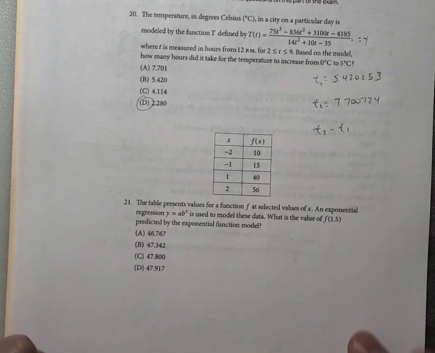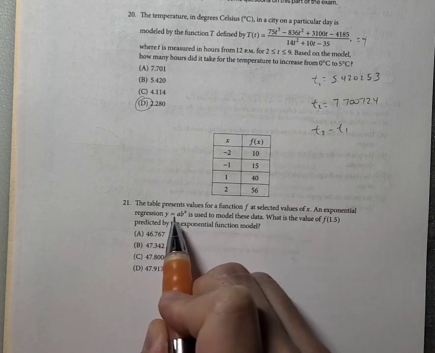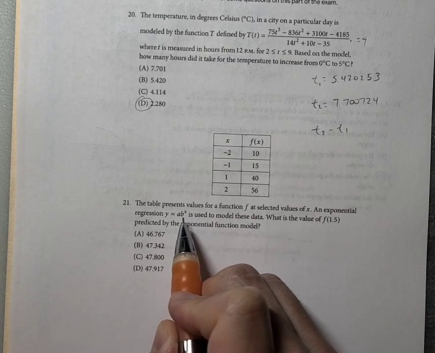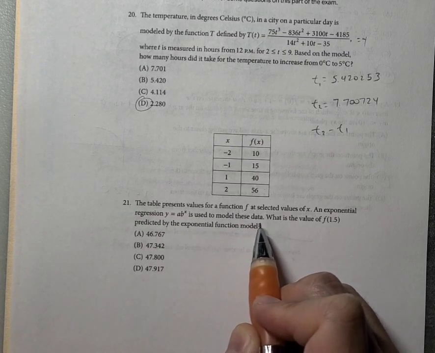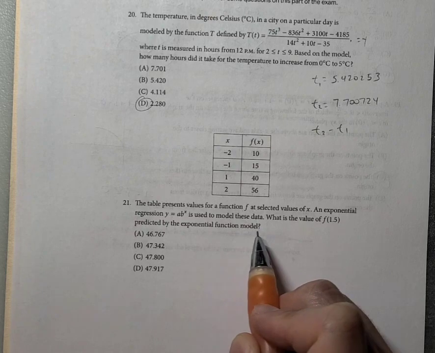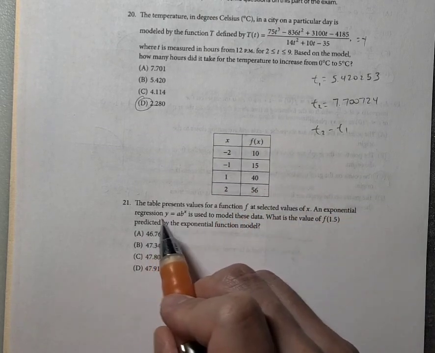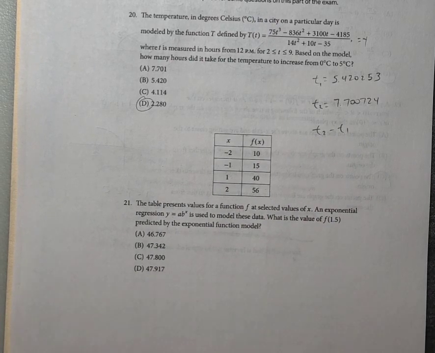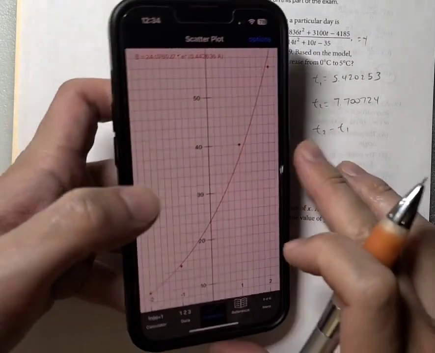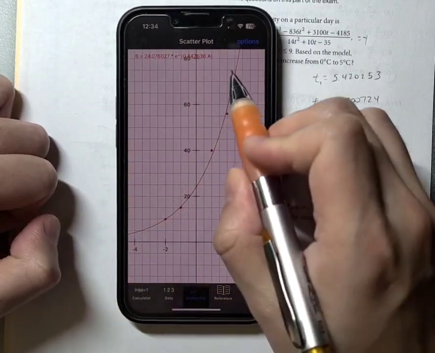Okay. A table presents values for a function f at selected values of x. An exponential regression y is a times b to the x is used to model these data. What is the value of f of 1.5 predicted by the exponential function model? So you got to plug these points in your calculator and then use the exponential regression function in the calculator. So luckily my app can do that also, so let me do that. Okay, so if you graph the points, it looks something like this. And then you apply an exponential model.